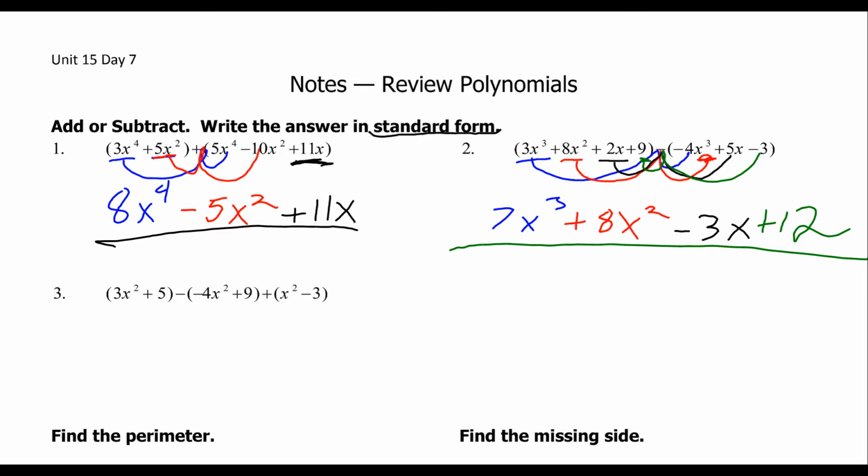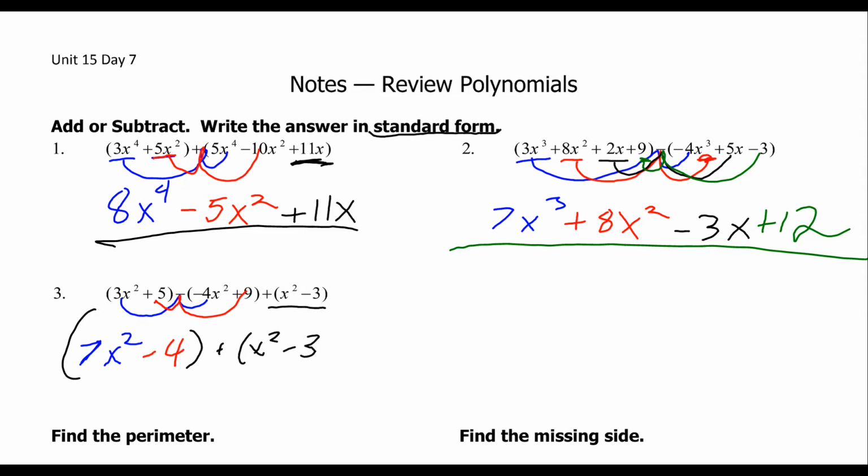3x squared minus negative 4x squared. So that's going to be 7x squared. Alright, and then we got 5 minus 9. 5 minus 9 is negative 4. Alright, now we've got this part, but we've still got to do plus the x squared minus 3. We haven't touched this part yet.